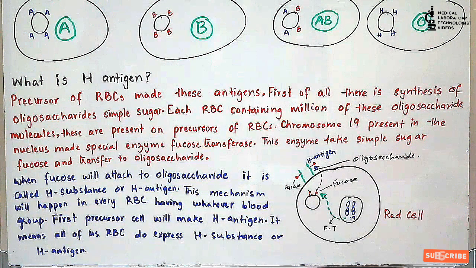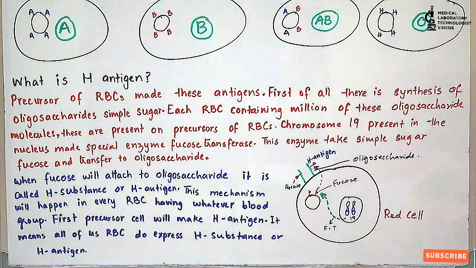After that, chromosome 19 is present in the nucleus of the RBC precursor. Genes on chromosome 19 will make a special enzyme called fucose transferase, FT. What is the function of this enzyme? This enzyme takes the simple sugar fucose and transfers it to the oligosaccharide. When fucose attaches to the oligosaccharide, it is called H substance or H antigen.